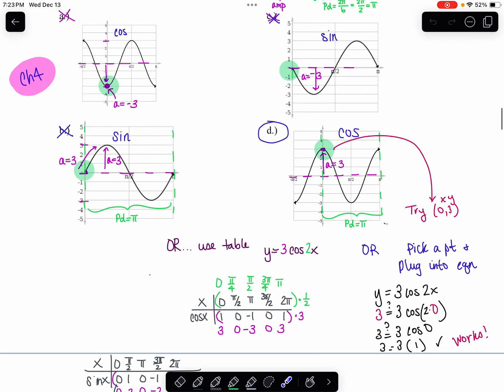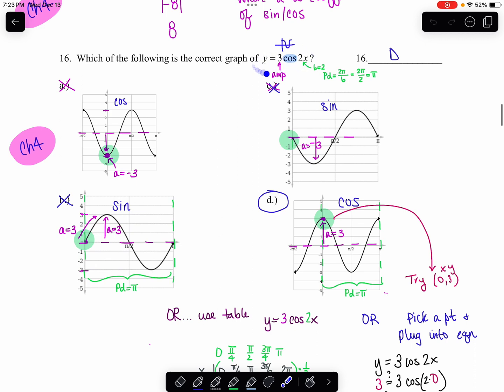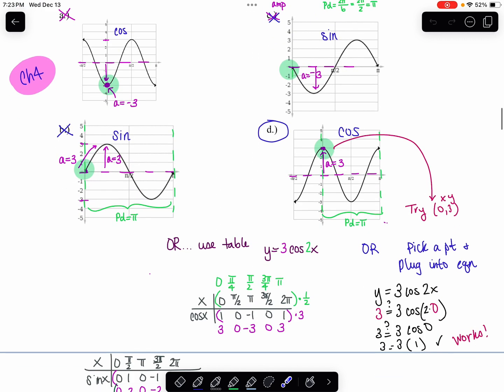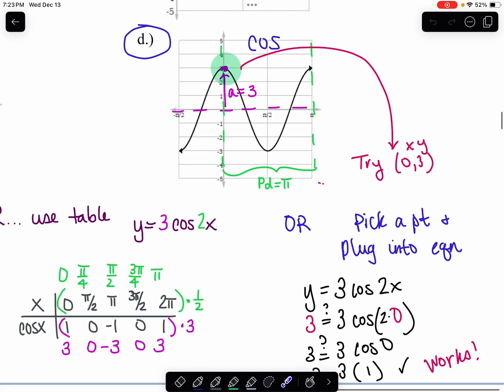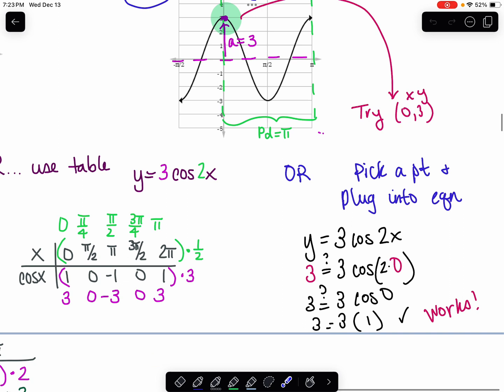Or, and this is a great strategy for multiple choice, you can pick one point on each graph and plug it into the original equation and see if that point satisfies the equation. So that's what I'm doing here. I just did it for D so you can see. I'm going to pick an easy point for myself, which is 0, 3. I'm going to take 0, 3 and plug it into the original equation. I'm going to plug in 0 for x, 3 for y, and evaluate this.